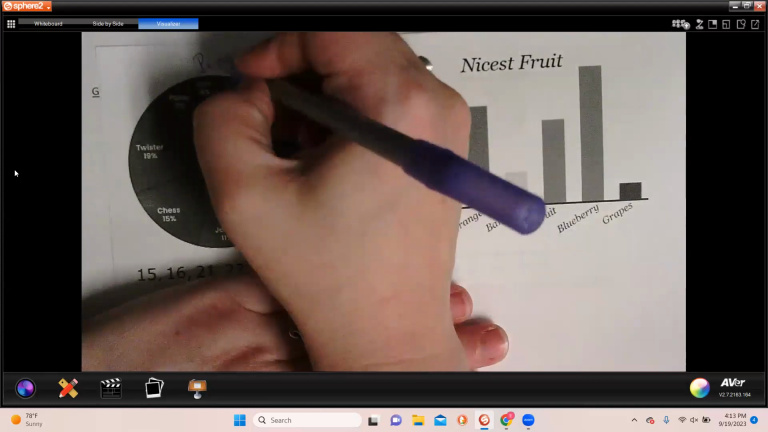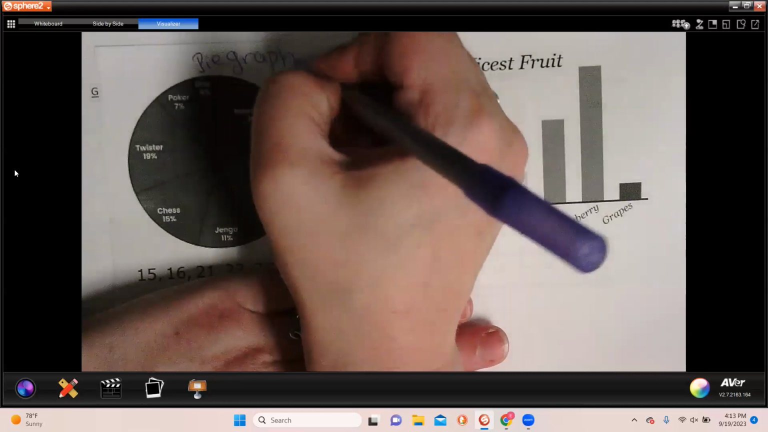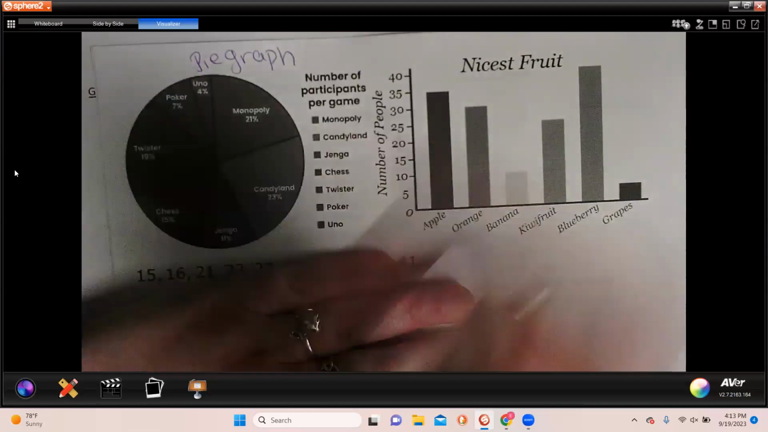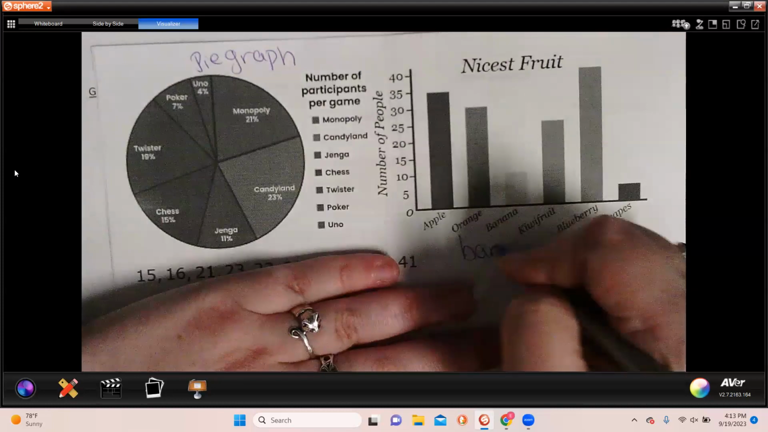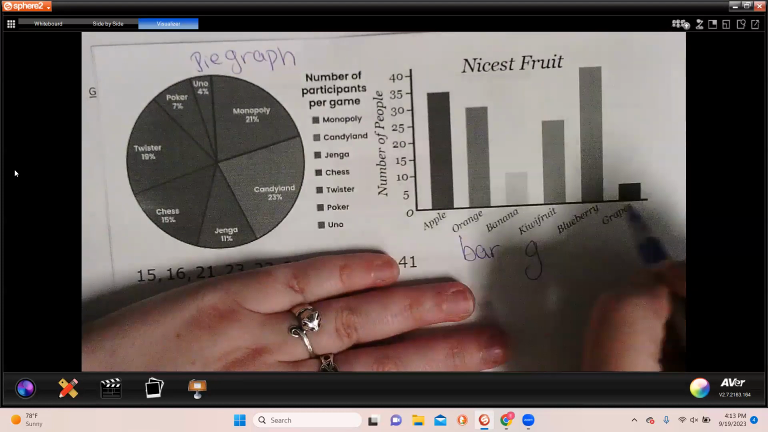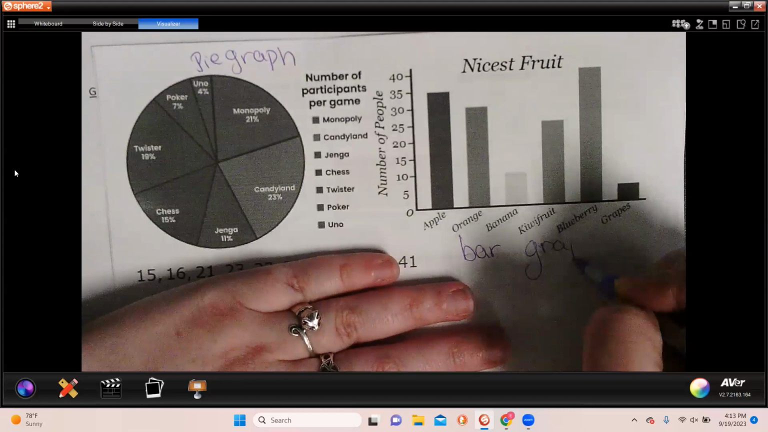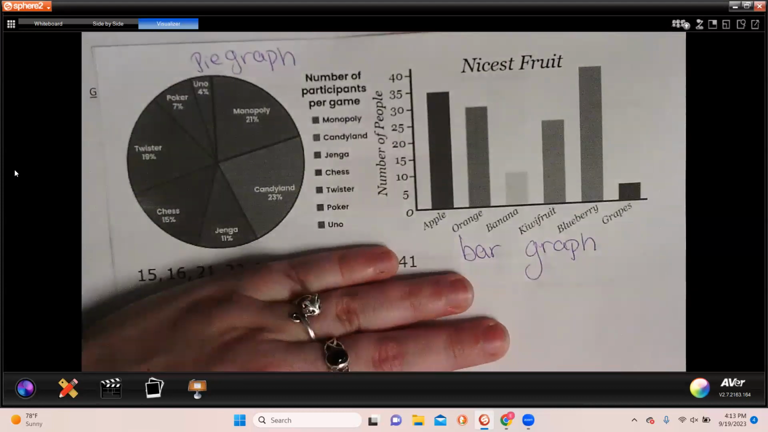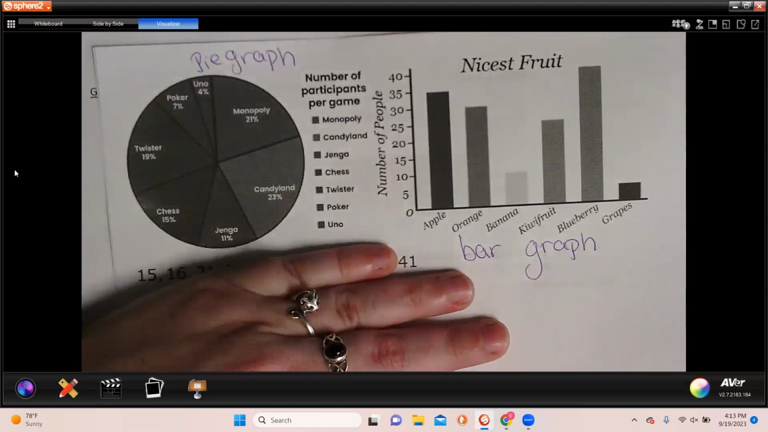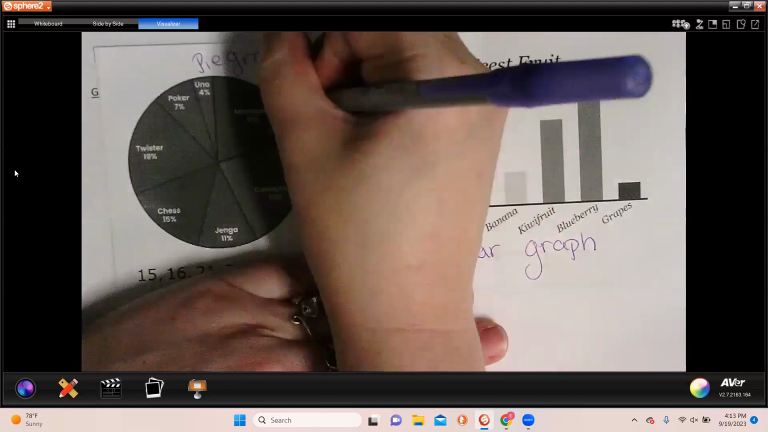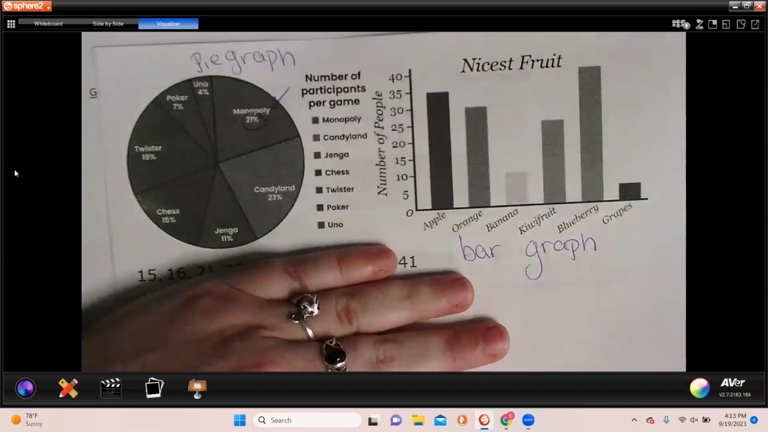This is a pie graph. It was in color, but I don't have a color printer. And this one right here is a bar graph. It is not a Pareto graph for obvious reasons. My bars are not arranged in order. There are some things that you need to understand, that each section is labeled by a category and a percent.